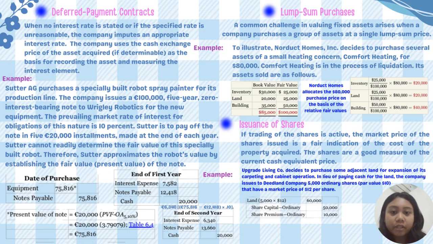Okay, the next matter is deferred payment contracts. When no interest rate is set or if the specified rate is unreasonable, the company imputes an appropriate interest rate. The company uses the cash exchange price of the asset acquired, if determinable, as the basis for recording the asset and measuring the interest element.